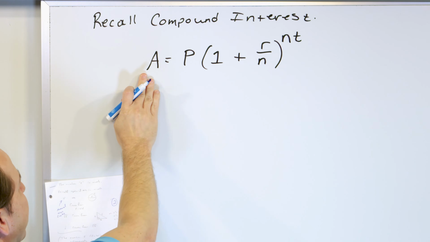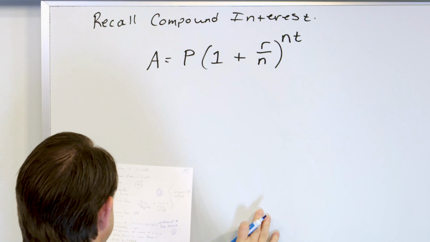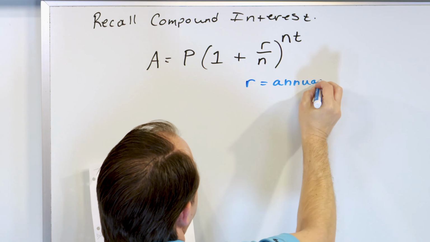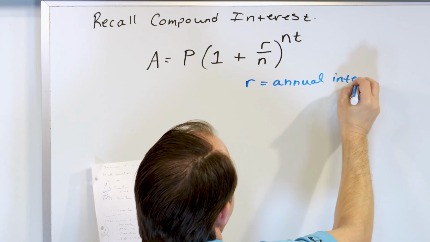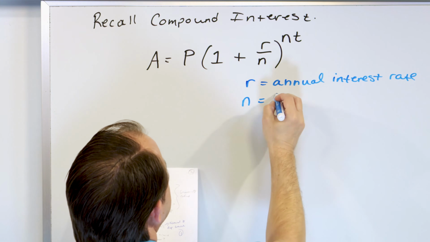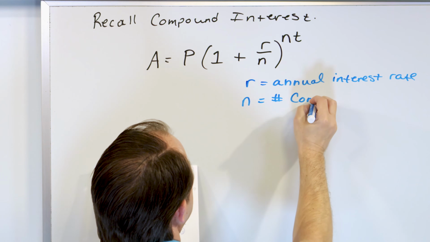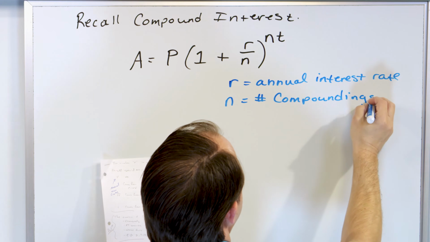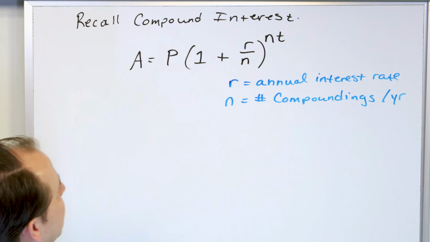But just to make sure we're all on the same page, this is the principal you invest. This is how much money is worth time t years down in the future. r is what we call the annual interest rate. And n is really important. It's the number of compounding periods per year. So it's how many times I'm compounding per year.